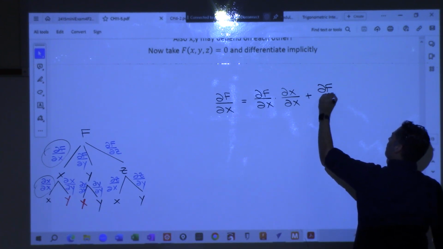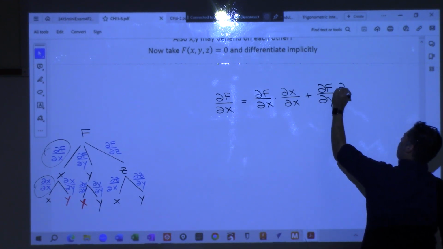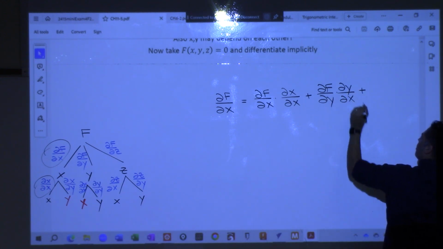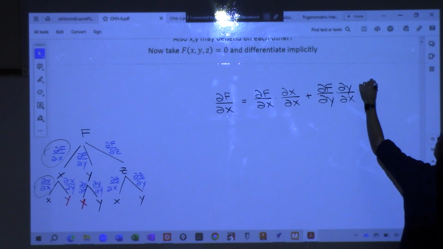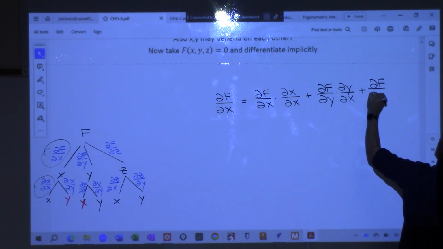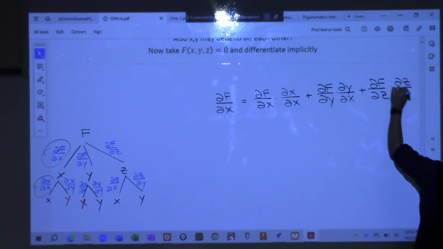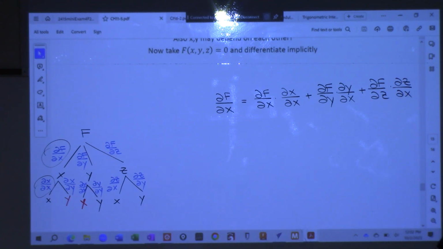Partial F with respect to y, partial y with respect to x, okay? Plus partial F with respect to z, partial z with respect to x. Right? I know that looks weird. Just hang with it for a minute.